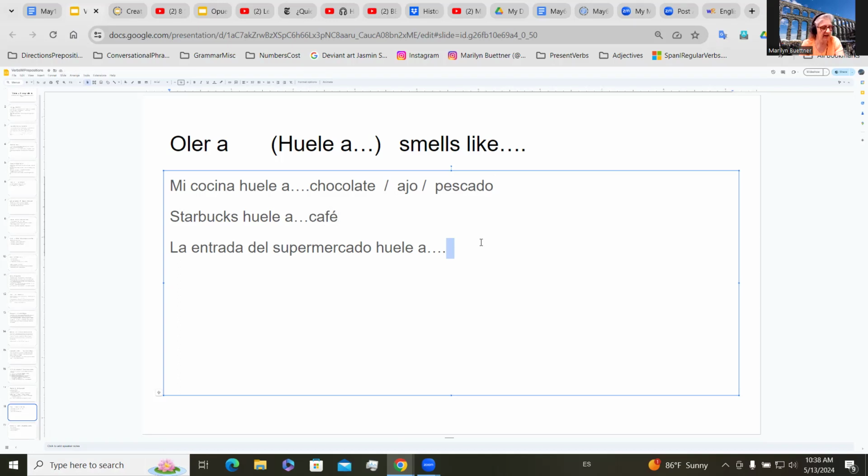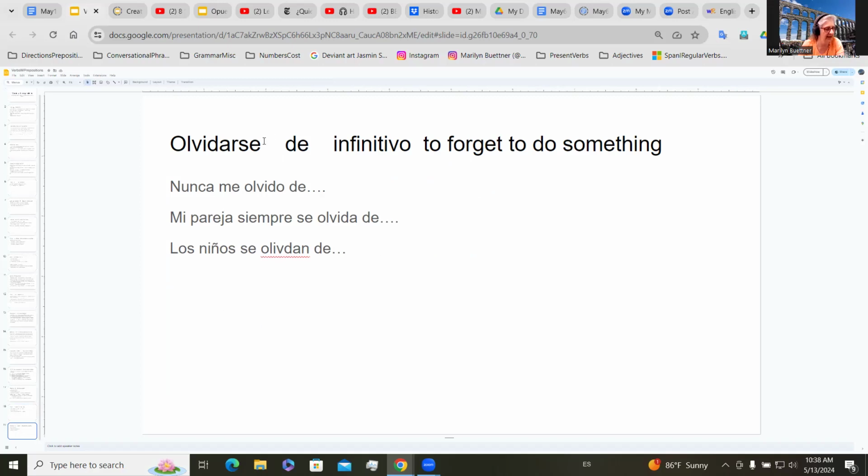Así es. La entrada en el supermercado huele a. When you walk in the supermarket, it smells like vegetales. Sí, vegetales, huele a fruta, huele a vegetales, sí, wow, yeah. If it doesn't smell like that, you should probably walk out. Okay, la entrada en el supermercado, ¿eh? Desinfectante, sí, disinfectant, quizás, maybe, but maybe not. Okay.